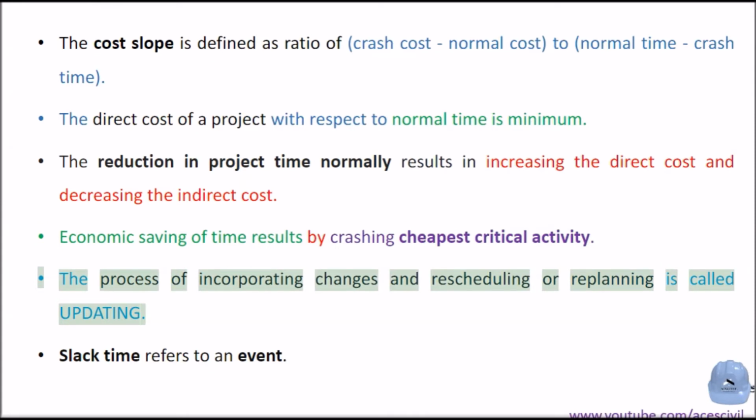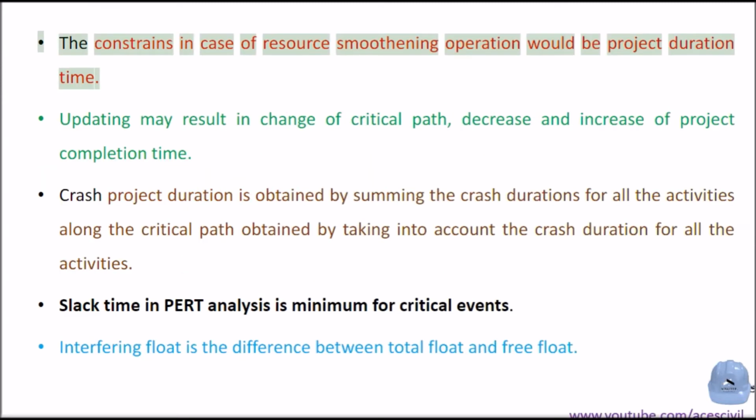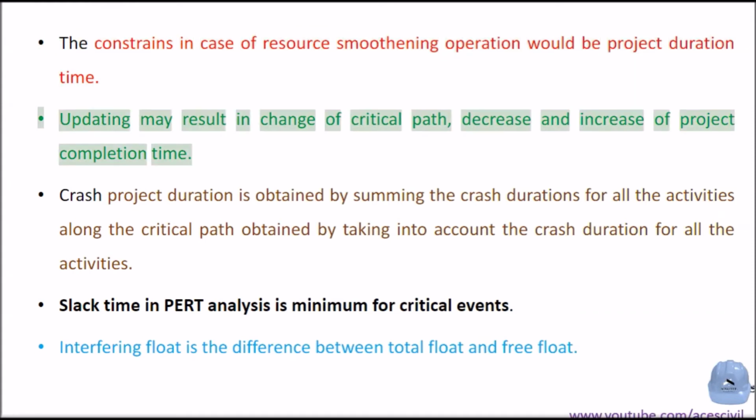The process of incorporating changes and rescheduling or replanning is called updating. Slack time refers to an event. The constraint in case of resource smoothing operation would be project duration time. Updating may result in change of critical path, and a decrease or increase of project completion time.